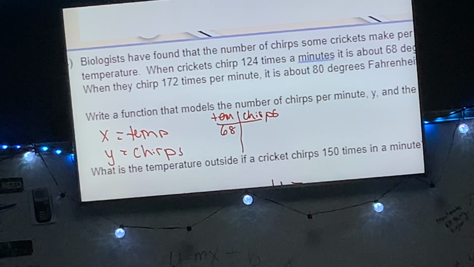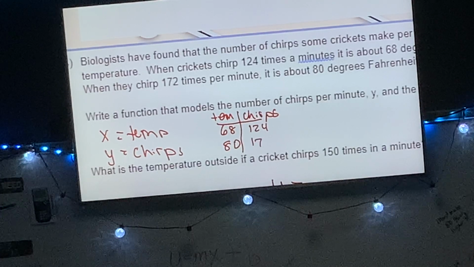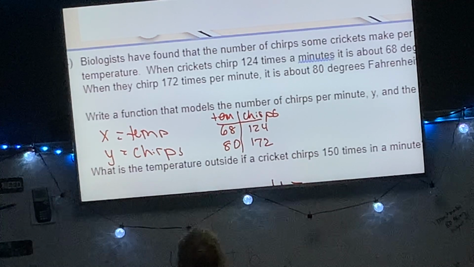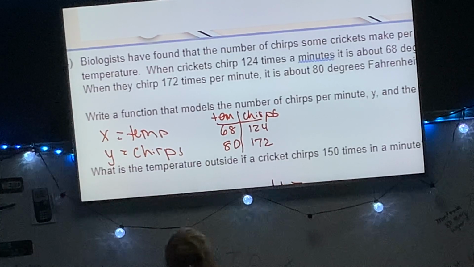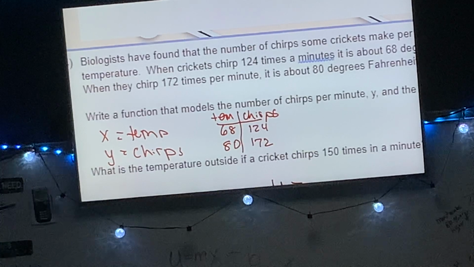68 degrees is 124 chirps. Do you see why we have to label? 80 degrees is 172. If you will label, you will not mess this up. X comes before Y, even in the alphabet. Got it? So if you need to sing to yourself, sing to yourself. Say, oh, which one goes first in my table?